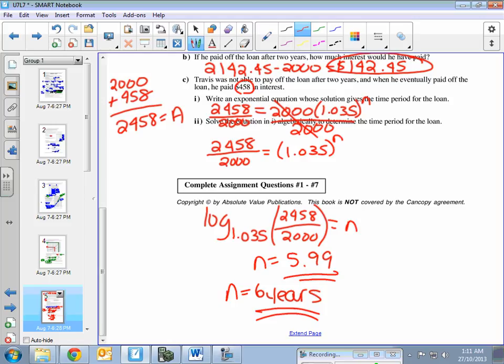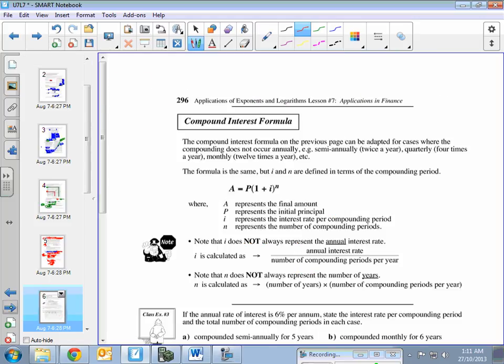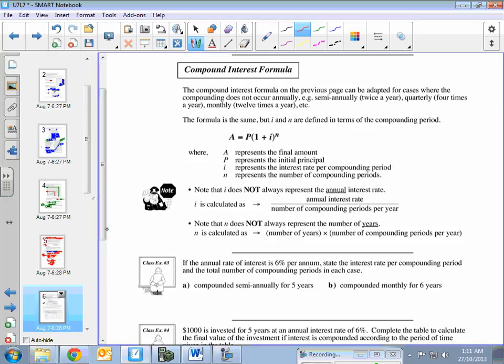Okay, so let's talk about the compound interest formula. The compound interest formula on the previous page can be adapted for cases where the compounding does not occur annually. So on the previous page, all we were talking about is annually. So now let's talk about when it's not annual. So A equals P times 1 plus i to the n. That's still the same. And so A still represents our final amount. P is still the initial principal.